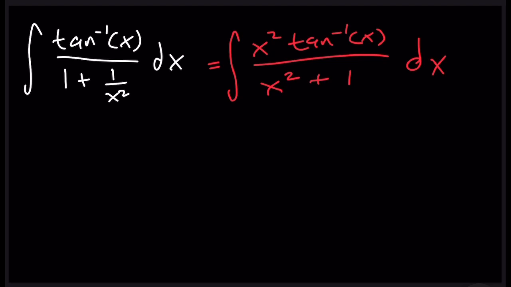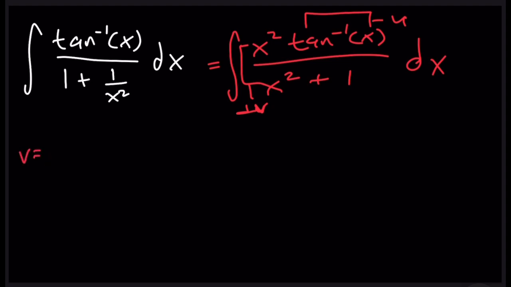And from here, it might look like it'd be easier to use u sub, since you have your tan inverse x, you have your x squared plus 1. And you could go about it that way, but I think it's easier to just go straight to integration by parts. So let's just say that the tan inverse x, that's going to be u. And then x squared over x squared plus 1, that's going to be dv. So we're going to solve for v.